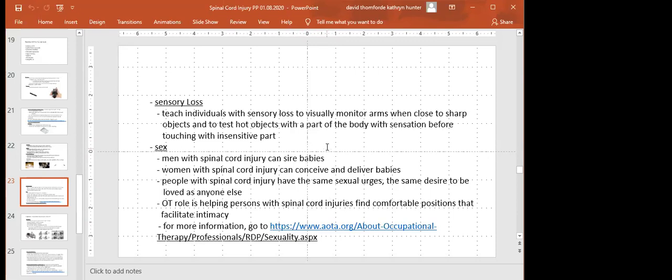It may require some adaptive equipment. It may require a device to help the person maintain an erection, but it's possible. And the woman with spinal cord injury can conceive and deliver a baby. Again, it may require some medical treatment during the delivery process, maybe even a C-section, but it can happen.